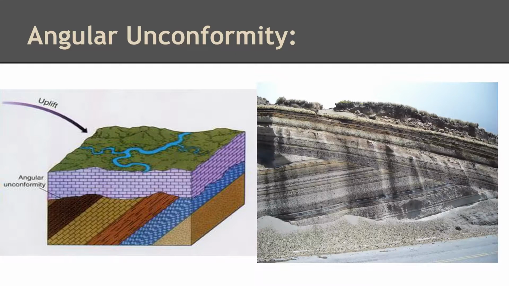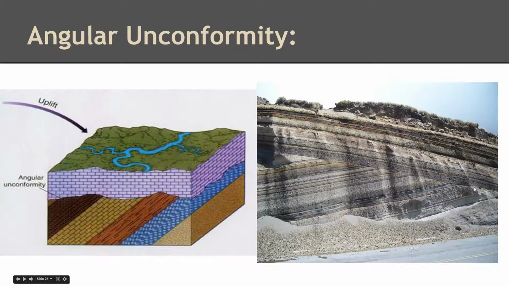You can clearly see it. You have these angled layers underneath, and then right on top you have these horizontal layers that are in contact with them. So this line right here between the angled layers and the horizontal layers represents your angular unconformity.